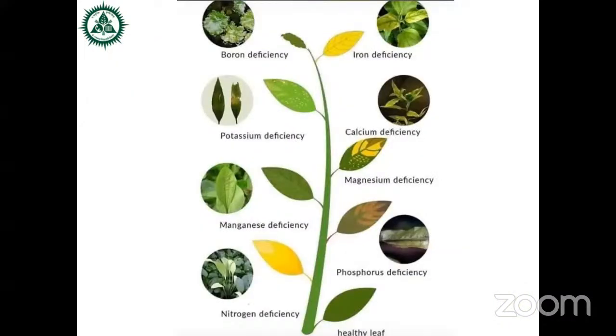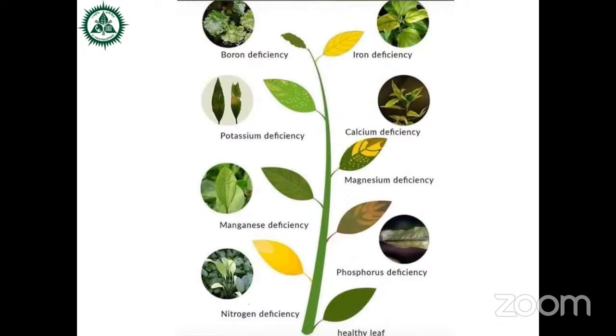You can see in this picture, there is deficiency symptom because of the unavailability of nutrient. You can see in the base, they have given a healthy leaf. Because of the nitrogen deficiency, there is complete yellowing. Because of phosphorus deficiency, there is pink and purple pigmentation.